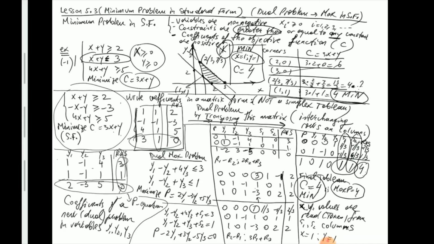And remember that we established already that the minimum is attained for x equals 1, y equals 1, and c equals 4. So that is the only difference. In short, you take the dual problem, you create a maximum problem in standard form, you solve it. When you're done, the maximum P will be the minimum C, and the values for which this minimum C is attained for the original variables are taken from underneath the S1, S2, so from the columns of the slack variables.